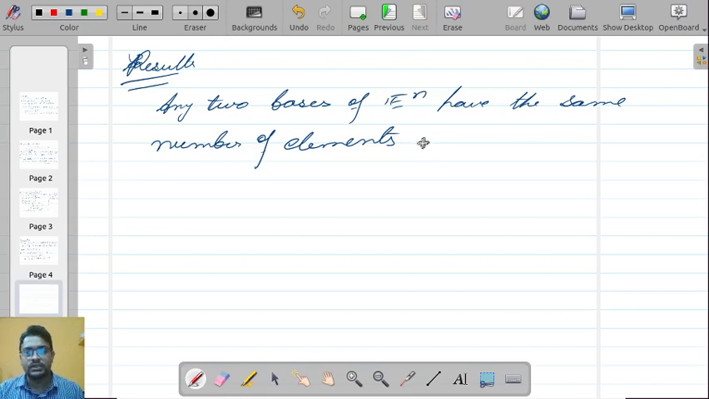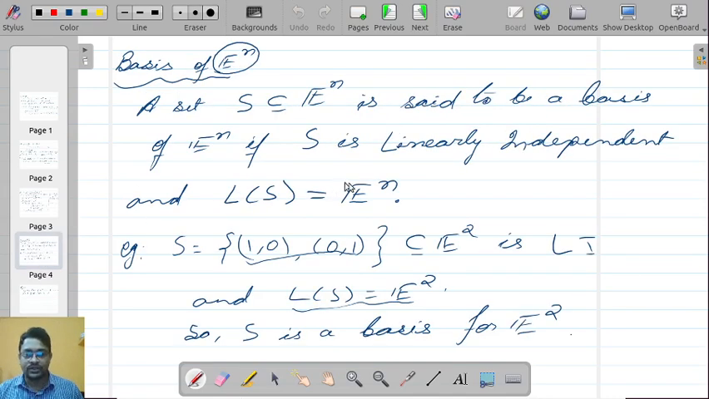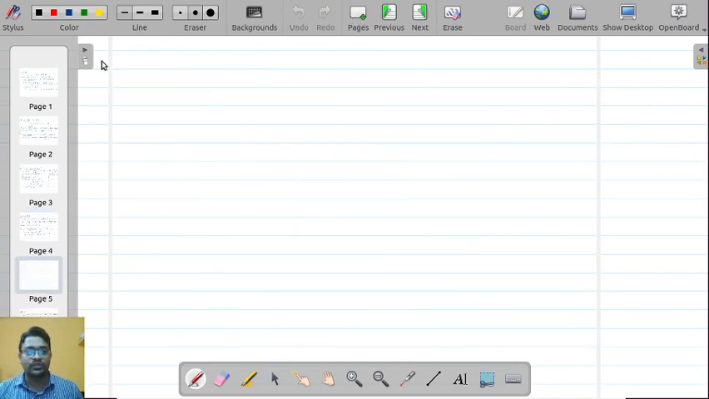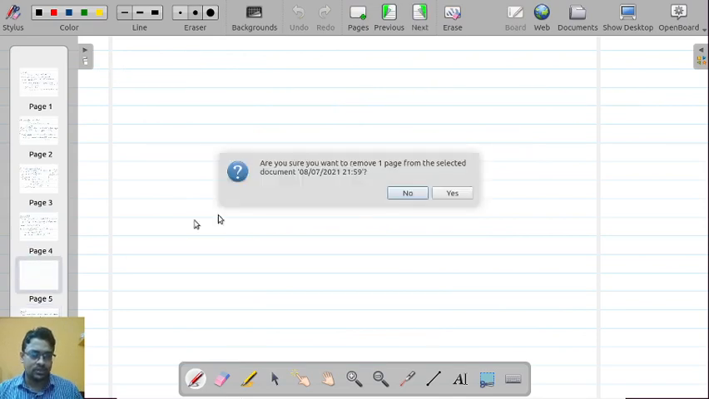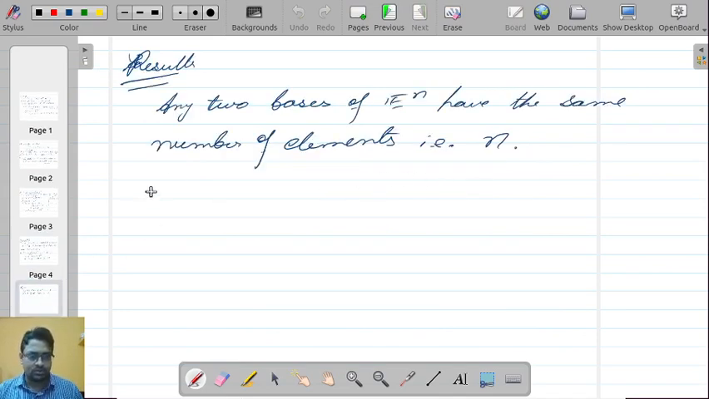What is that number of elements? That is n, exactly n. If it is a basis of E square, it will have exactly two elements. Here there are two vectors, (1,0) and (0,1). It cannot have more than 2, it cannot have less than 2. These are actually proved in linear algebra, so we are just using that result. Let us not go deep into it because we have other things to do here in LPP. So any two bases of E to the power n have the same number of elements, that is n only.